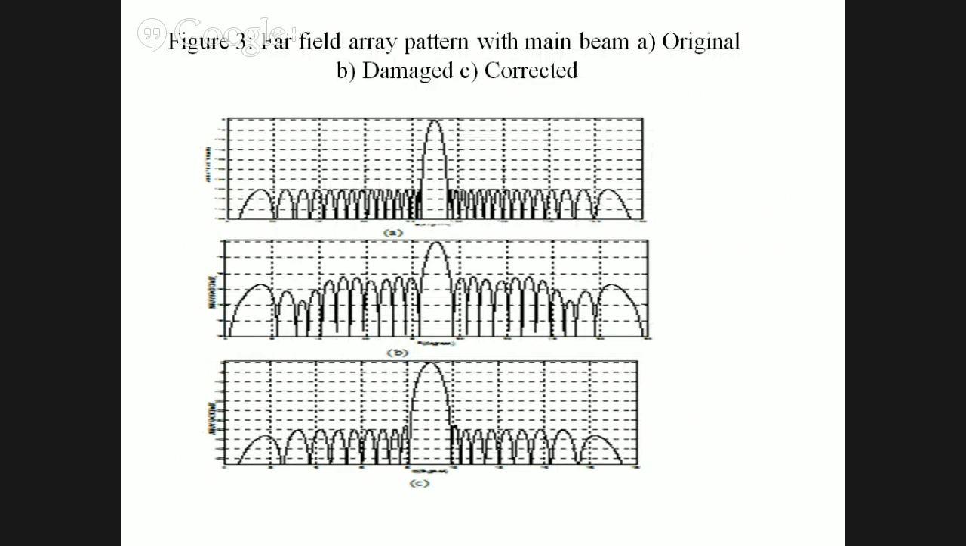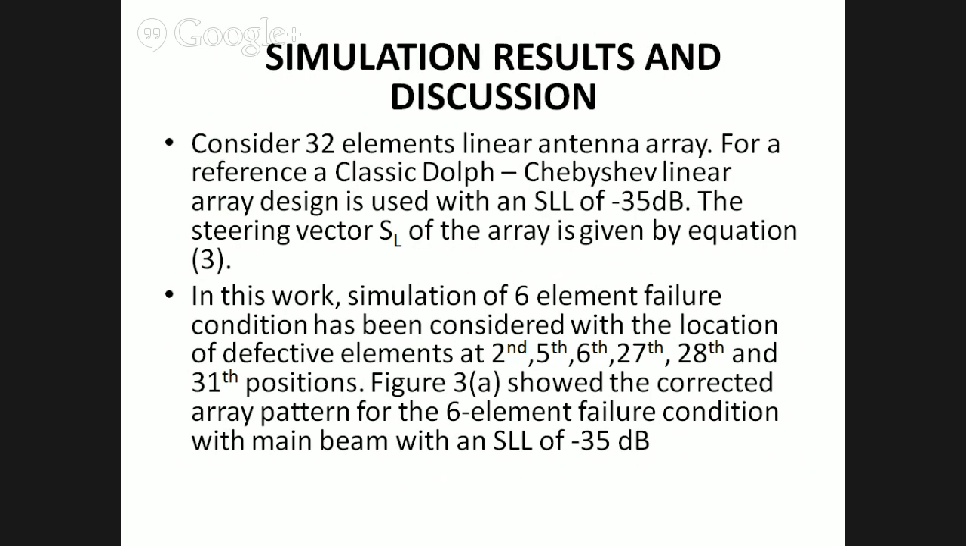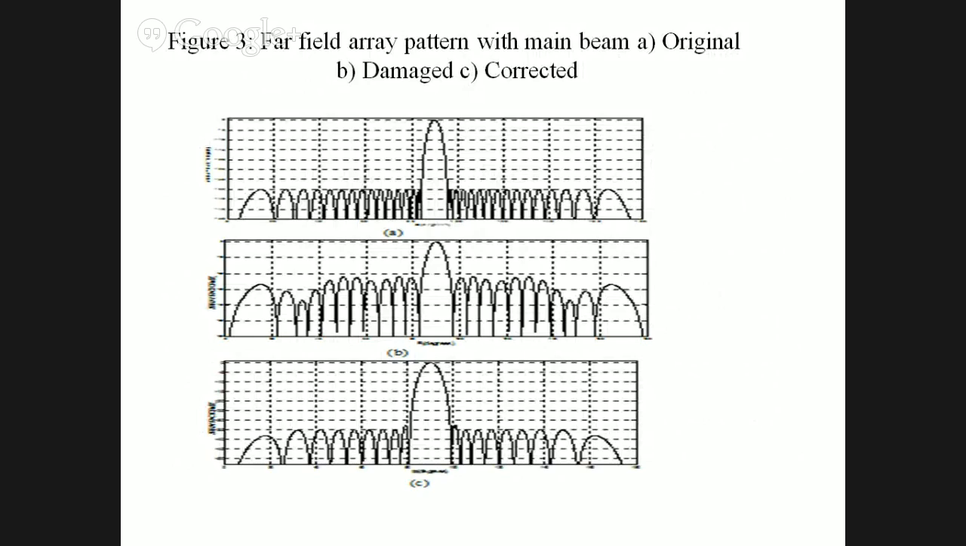So this is the failed pattern, whereas this is the original required pattern, and after correcting we have got this type of pattern. This means the failed elements are not replaced, but the amplitudes of the other remaining elements are changed, so that you get a corrected pattern. This is the pattern after failure, and this is the corrected one.